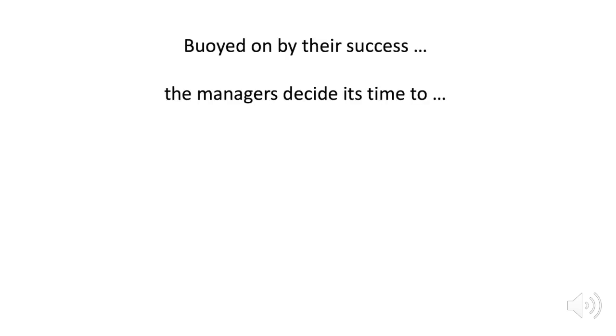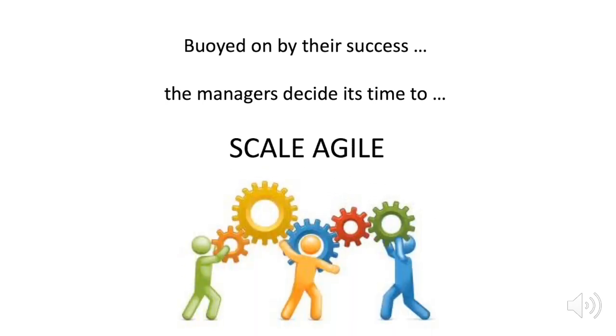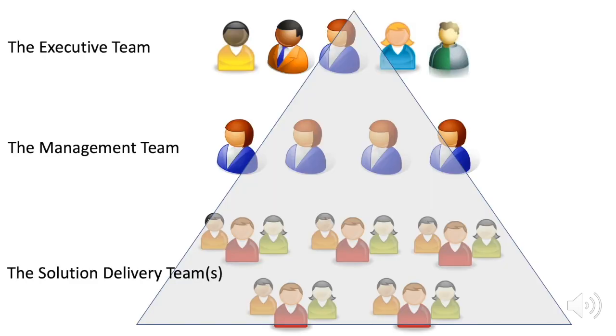So what's going to happen next? Well, buoyed on by their success, the managers decide that it's time to, wait for it, drum roll, scale Agile. Now look, this expression should put the fear of God into many of you listening and watching this presentation right now, because scaling Agile means what we're going to do is take this out across the whole organisation. But what does it actually mean?